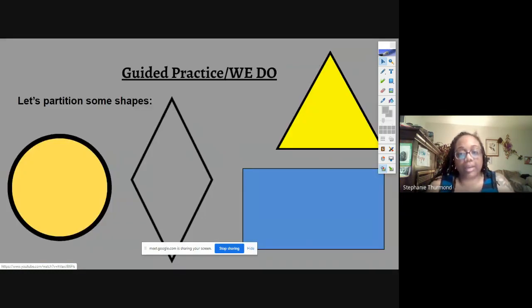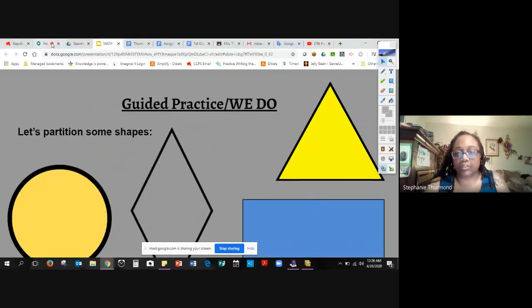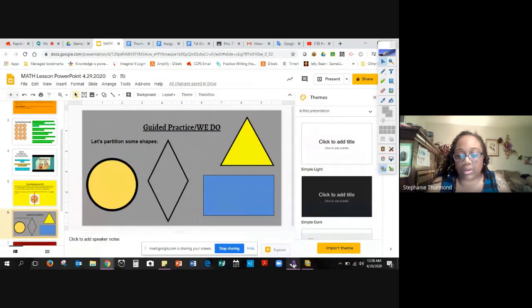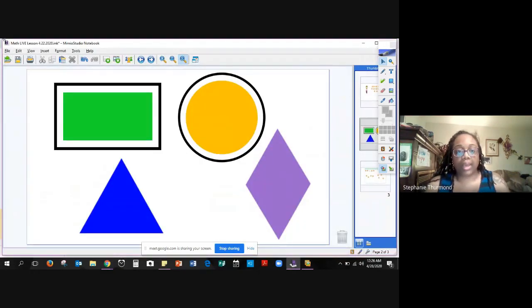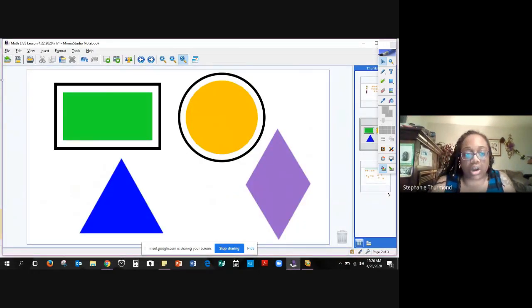This is where we do our guided practice. We are going to partition some of these shapes. We're going to partition a circle, a rhombus, a triangle, and a rectangle. So I'm going to back out of my presentation for one moment, and I'm going to take you all to another page where we are going to partition our shapes.